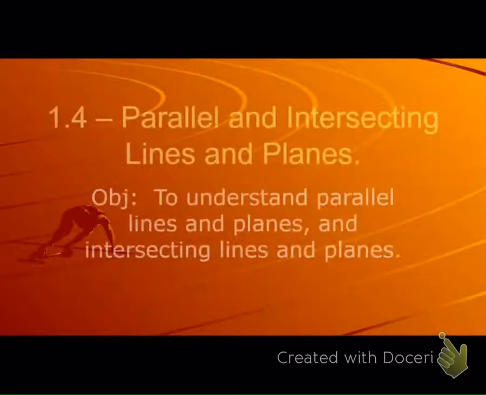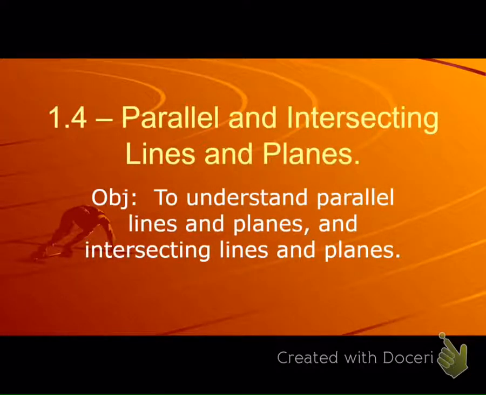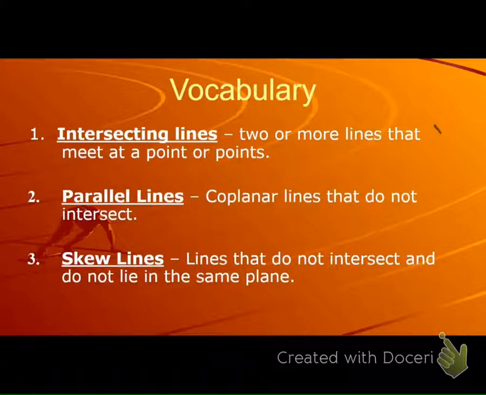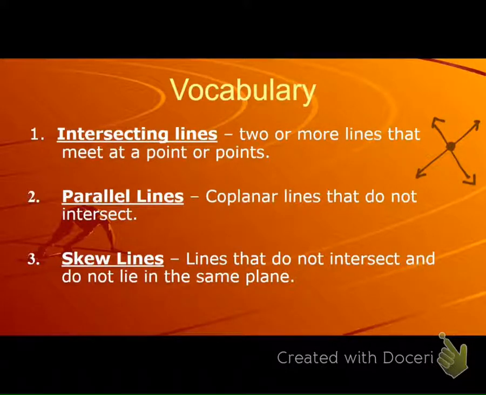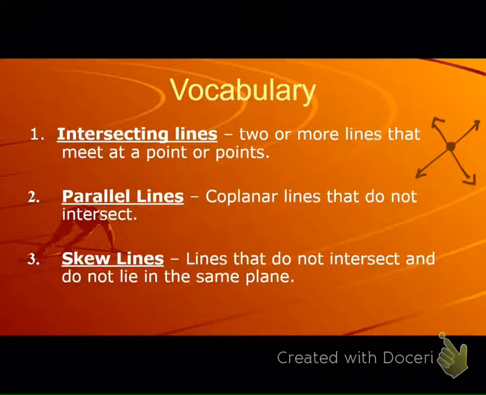1.4, parallel and intersecting lines and planes. The objective is to understand parallel lines and planes and intersecting lines and planes. So intersecting lines look like this. They meet at a point. Parallel lines are coplanar lines that do not intersect.